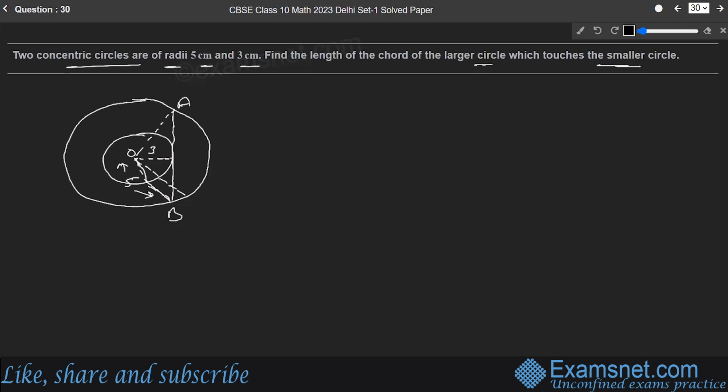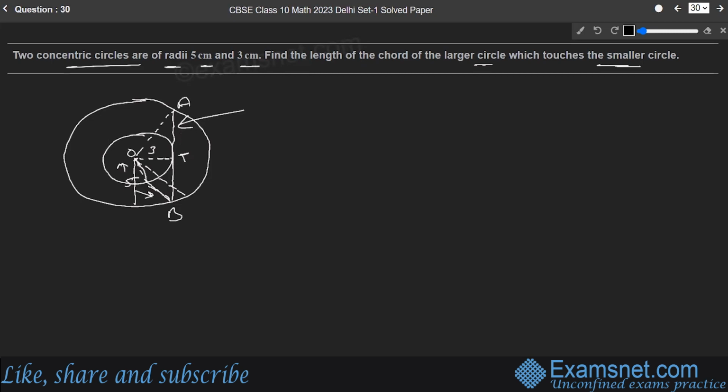Then we can join these two things also. This will also be useful. So there's an inner circle which has a radius of 3 centimeter. There is a large circle which has a radius of 5 centimeter. This is the chord AB of the larger circle which is touching the smaller circle at this point. Let us name this point T. So this is the figure.